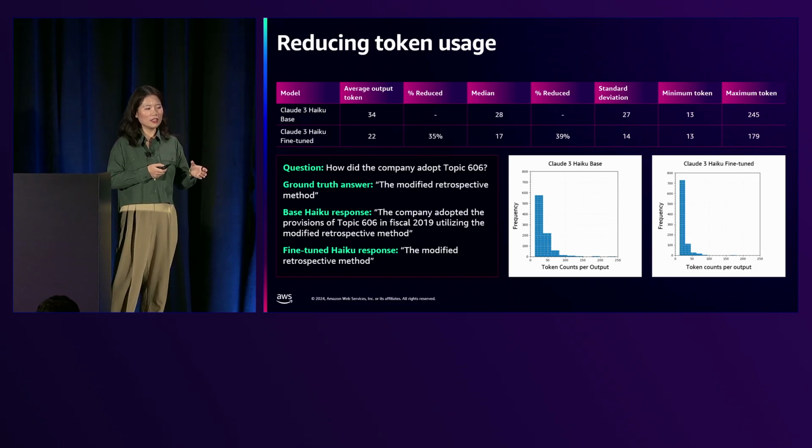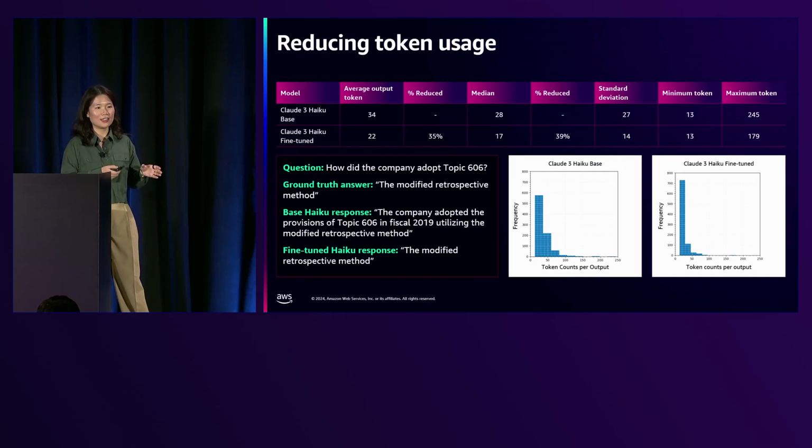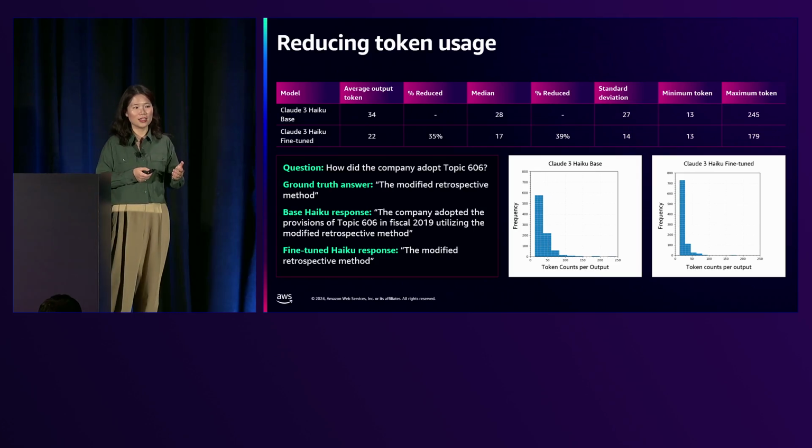On the left, we have a question from the TAT-QA dataset. It is a simple question: how did the company adopt this topic? The ground truth answer is also very concise, probably just 4 words. But the base Haiku tends to give you some unnecessary explanation. Although factually this answer from the base model was correct, it tends to be not that efficient. The fine-tuned Haiku, on the other hand, aligned with the ground truth 100%. It generates a very factual, correct result, but at the same time gives you a very concise output.